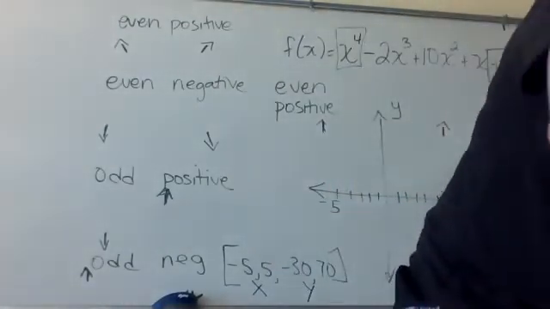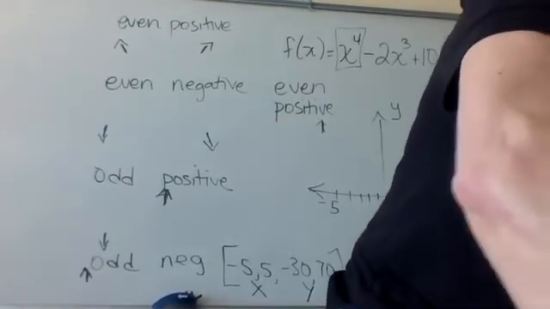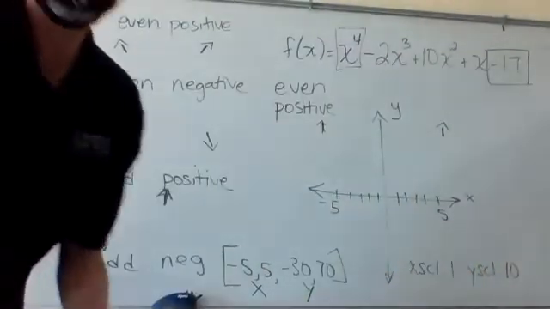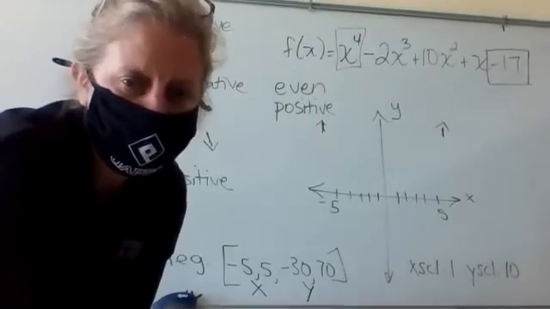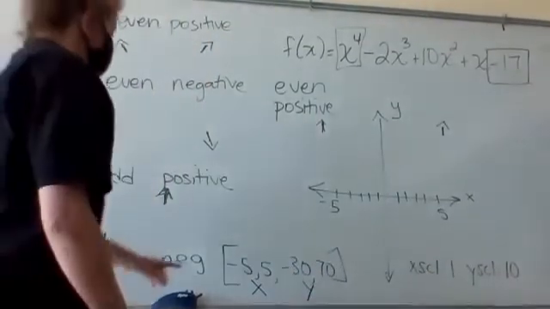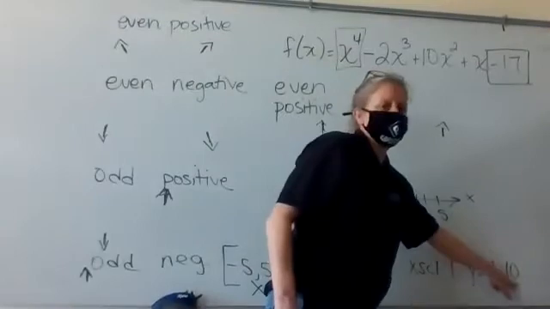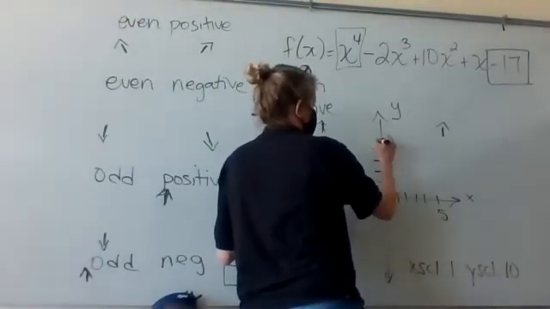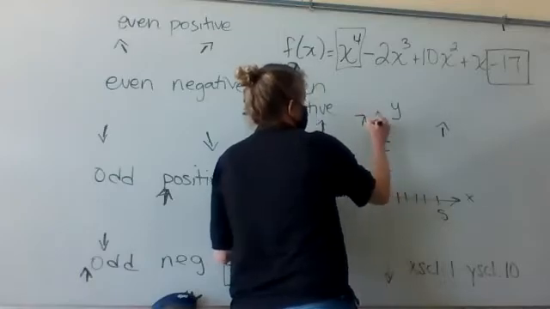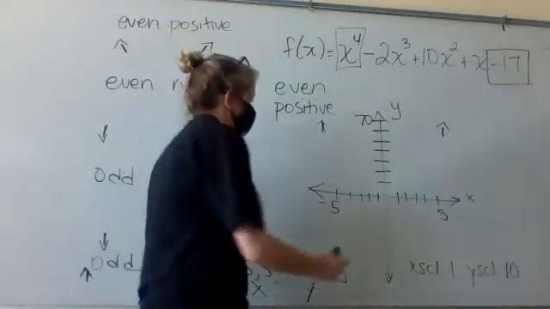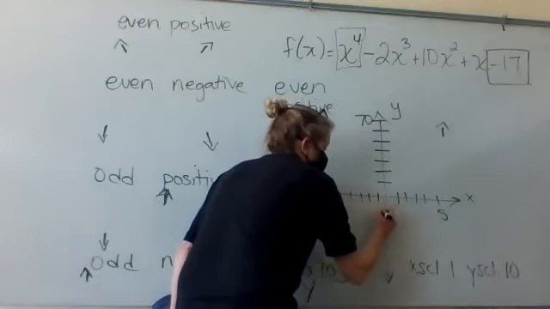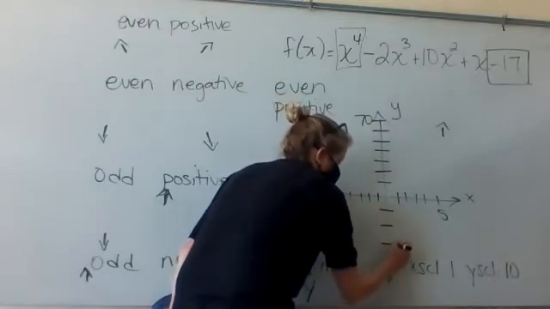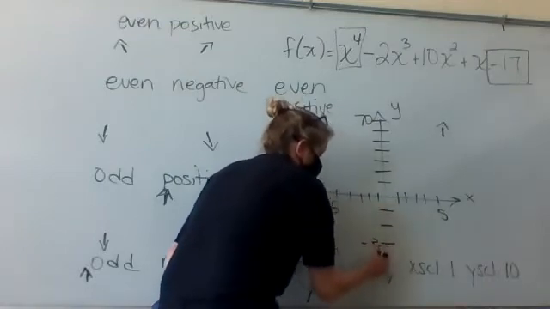So my lowest y is -30. My highest y is 70. And my y's go by tens. So 10, 20, 30, 40, 50, 60, 70. It told me my highest y was 70, my lowest is -30, and they go by 10. So 10, 20, 30. So there's -30.